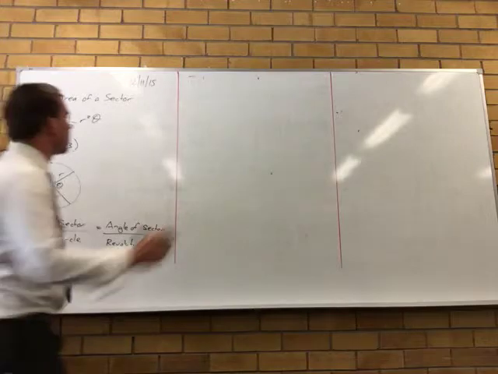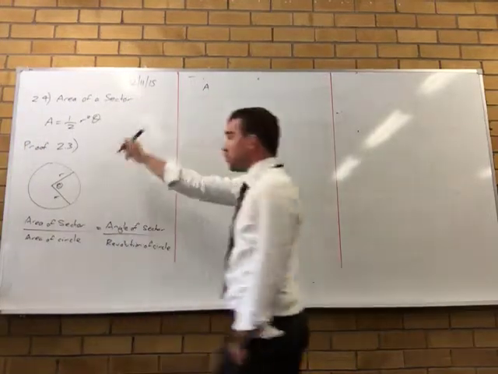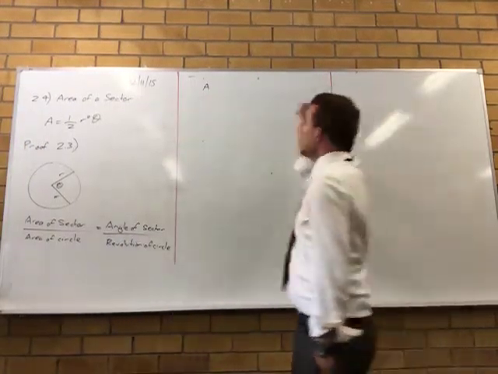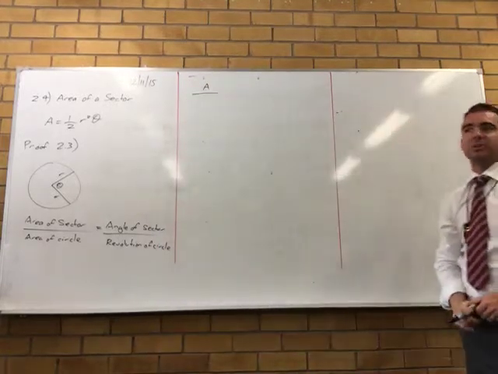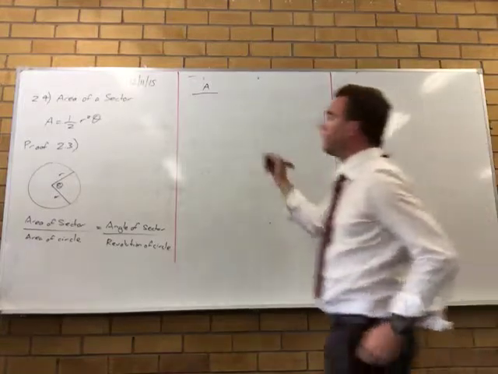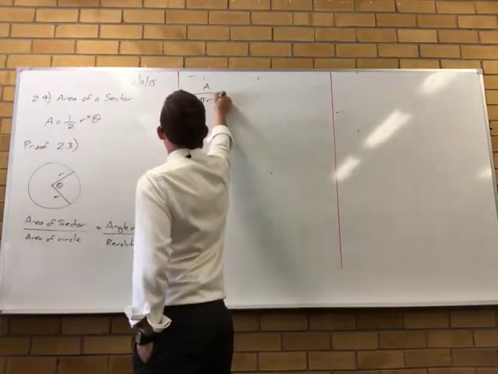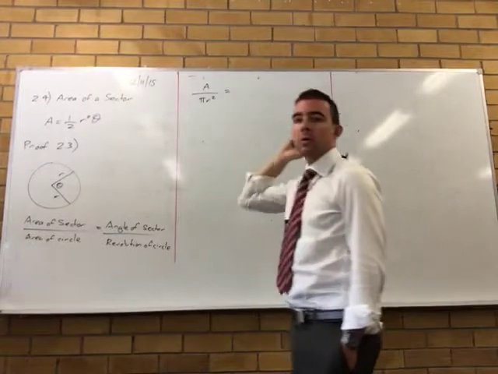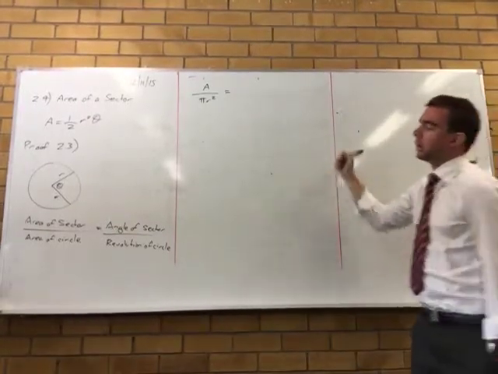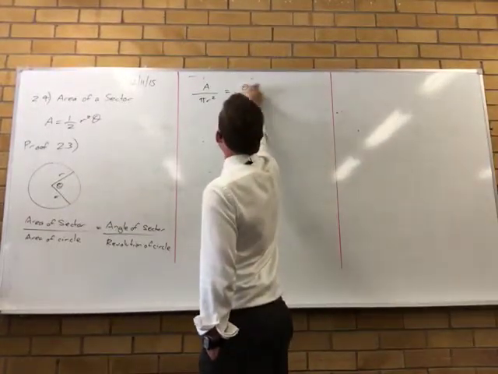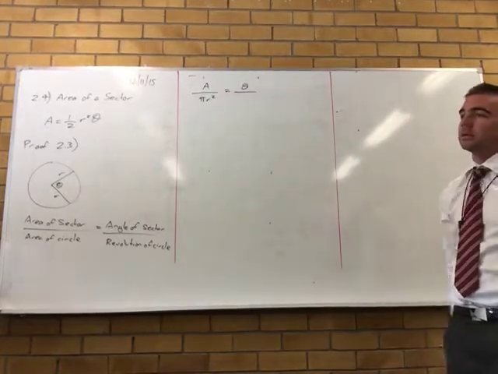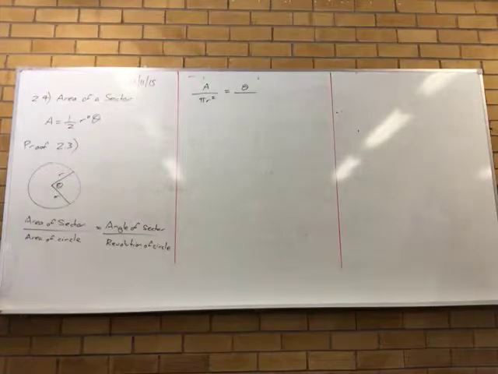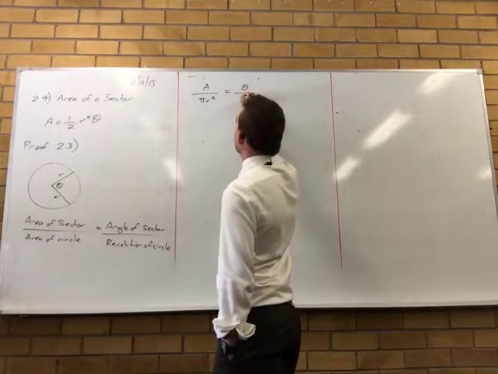So the area of sector, I'm going to call that capital A because that's what we're justifying, over the area of the circle. So how do I find the area of the circle again? Pi r squared. Equal to the angle of the sector, so it is theta, made an angle theta at the centre. And what is the revolution of the circle? 2 pi. So you also need to be in radian mode.